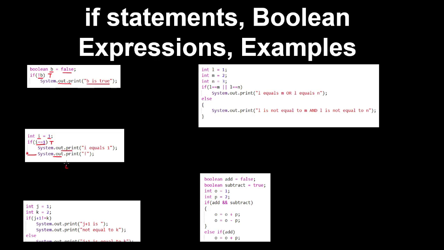So the output of this program is "I equals 1" and an exclamation mark. Because we used print and not print line, these strings get output on the same line.